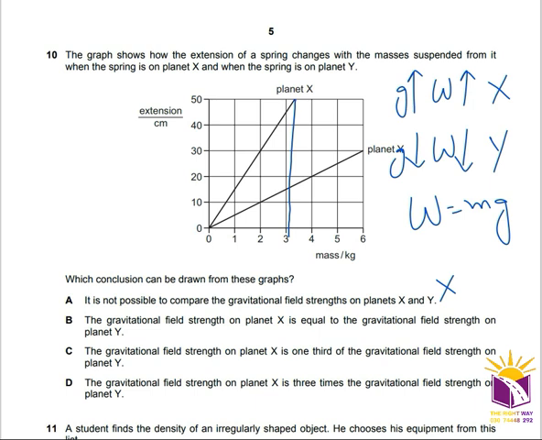The gravitational field strength of X is equal to the gravitational field strength of Y, which is wrong. The gravitational field strength on planet X is 1/3 of the gravitational field strength of planet Y. It means that the gravitational field strength of Y is greater than X, which is wrong. The gravitational field strength of X is 3 times the gravitational field strength of planet Y. This one is true. It means that the gravitational field strength of X is 3 times greater than that of Y.